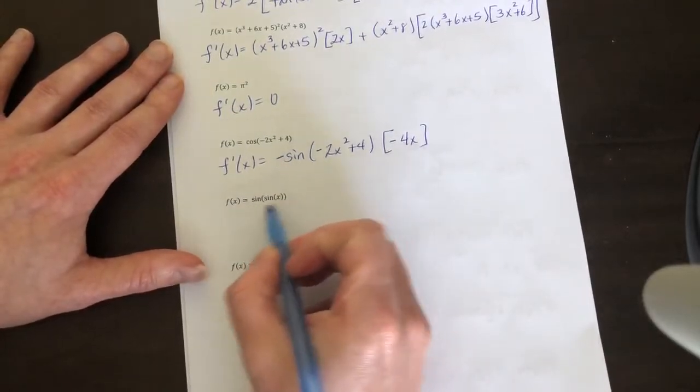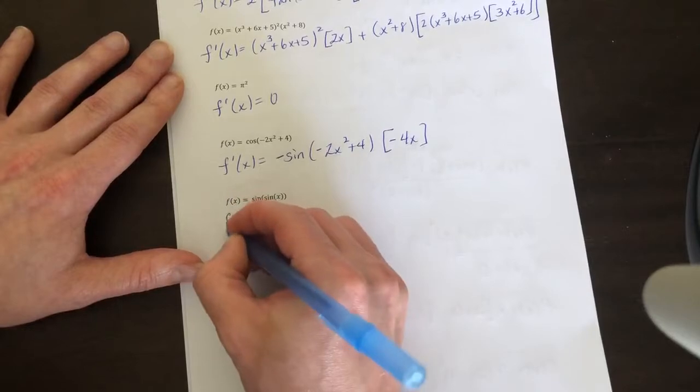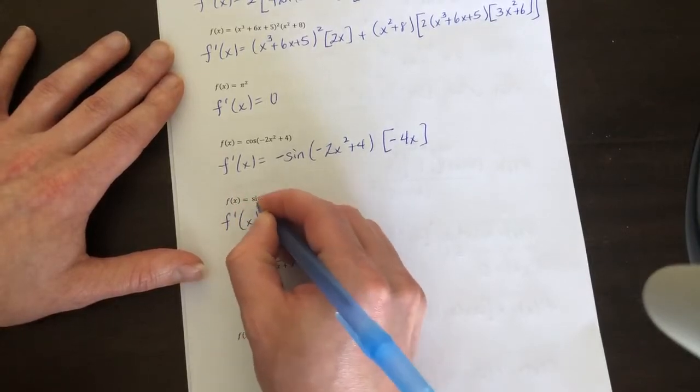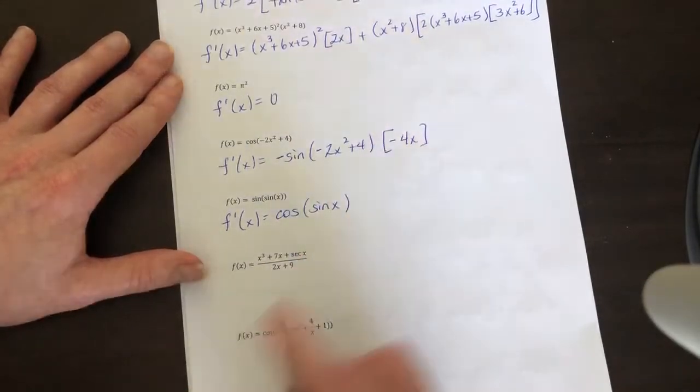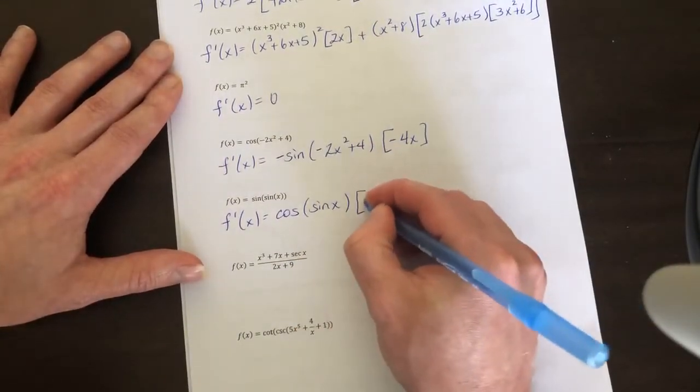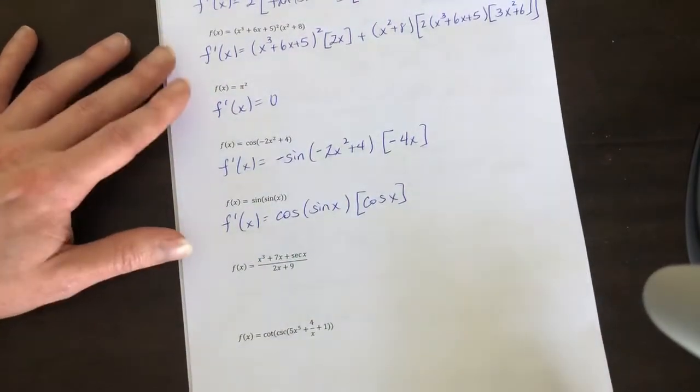Okay. This is not a product rule. This sine right here is the angle. So we're going to work outside in. So the derivative of sine is cosine. We're going to keep the angle, and then we're going to chain rule the angle. So the derivative of sine is cosine again. So your answer looks like that.